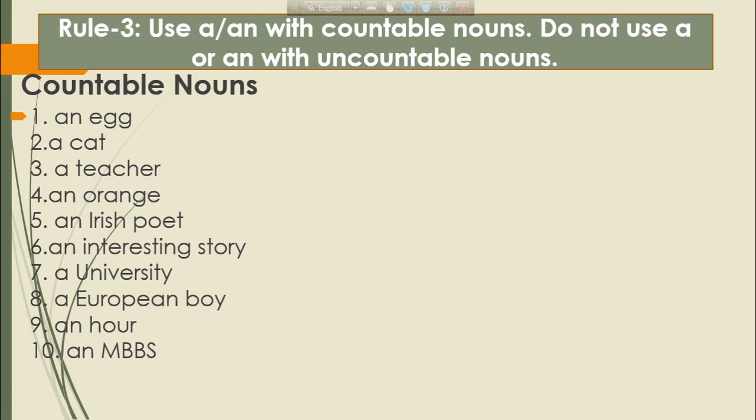Here we have some examples of countable nouns on the screen. We say an egg, a cat, a teacher, an orange, and so on. So these are all examples of countable nouns. When we say an egg or one egg, a cat or one cat, then this is a singular noun. When we say 10 teachers, 10 oranges, then this is an example of plural nouns.